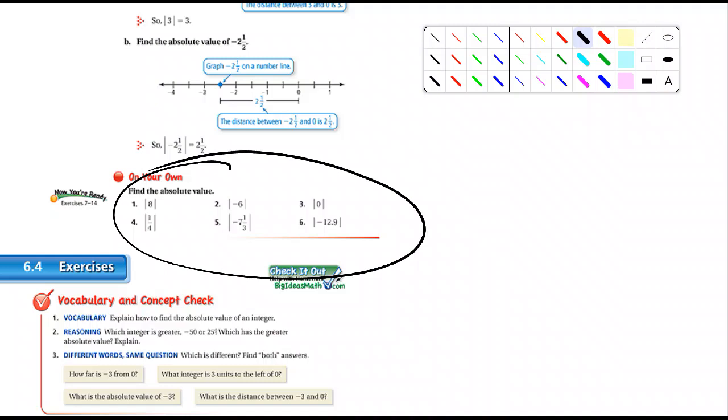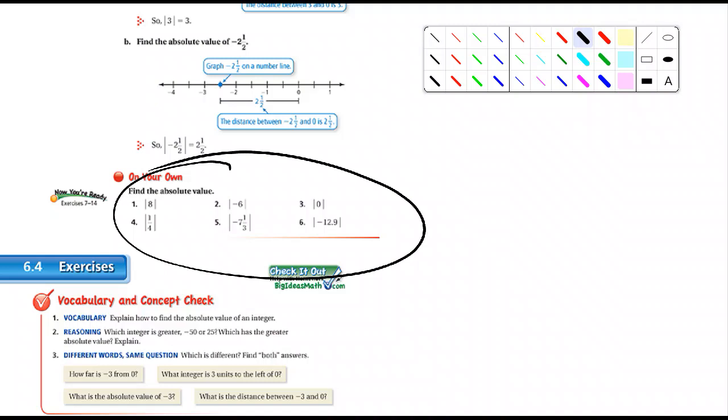Mr. Orweller, number 1, what's the absolute value of 8? 8. Nicely done, 50 points. Mr. Marquardt, what's the absolute value of negative 6? 6. Nicely done, 50 points. Miss Russell, what's the absolute value of 0? 0. Nicely done, 50 points. Miss Ryan, what's the absolute value of 1/4? 1/4. Nicely done, 50 points.